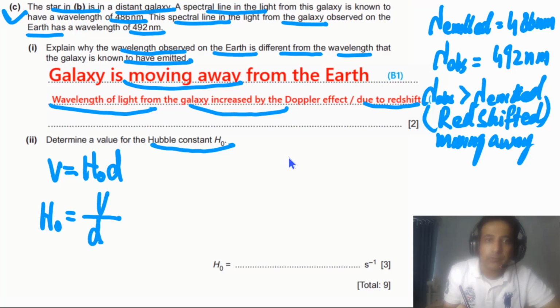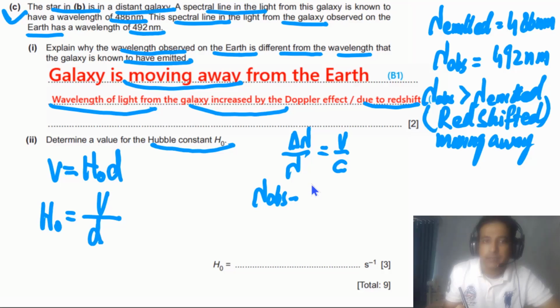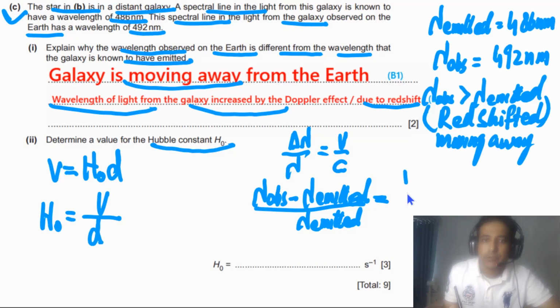In order to calculate the speed of the galaxy we can use delta lambda by lambda, which is equal to V divided by C. Delta lambda is the change in wavelength. In this case the wavelength increased, so we write lambda observed minus lambda emitted, divided by lambda emitted. Emitted means the lambda of light emitted by the galaxy. So we need to calculate V, and C is a constant.